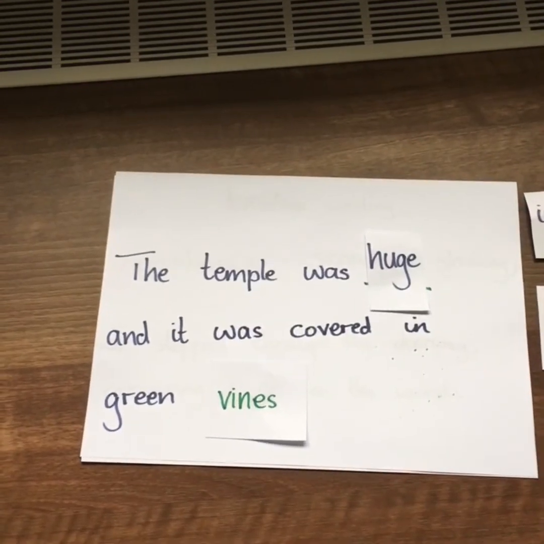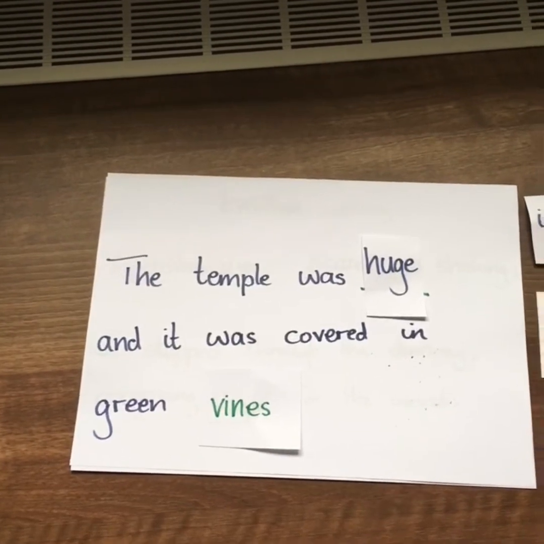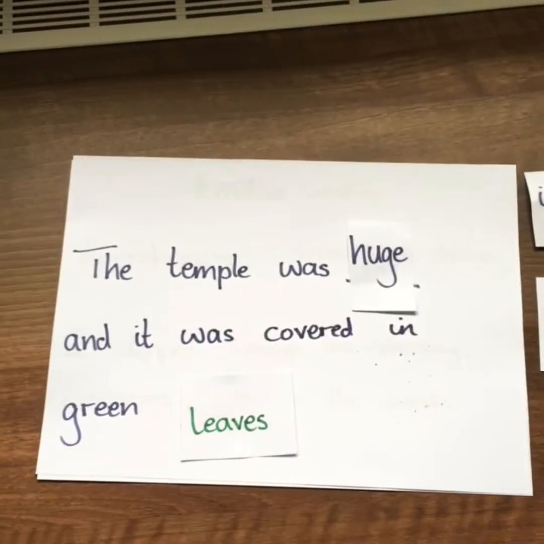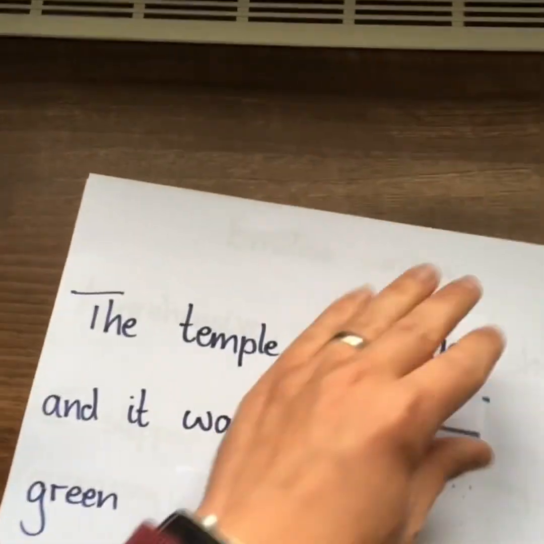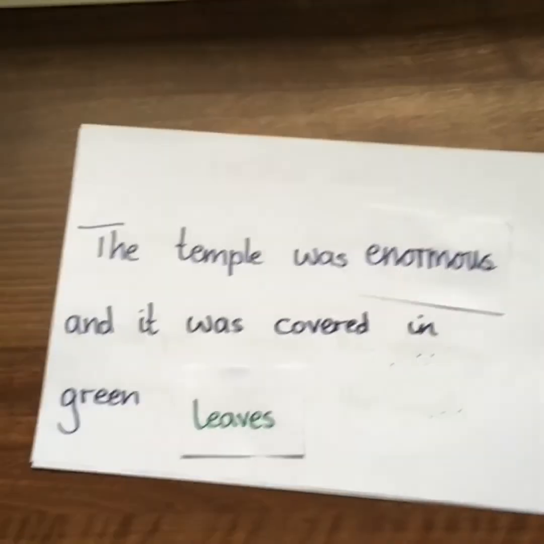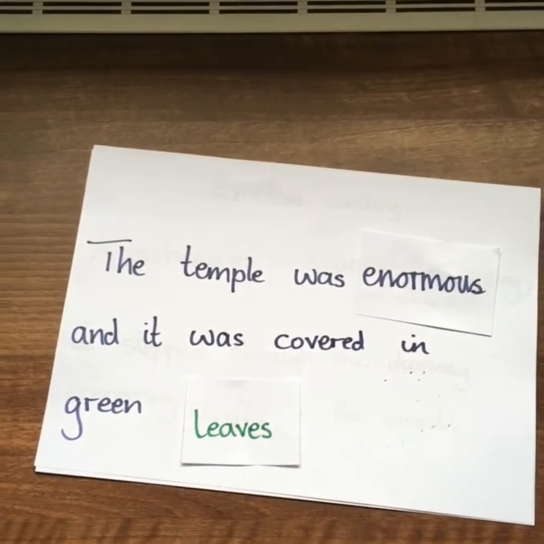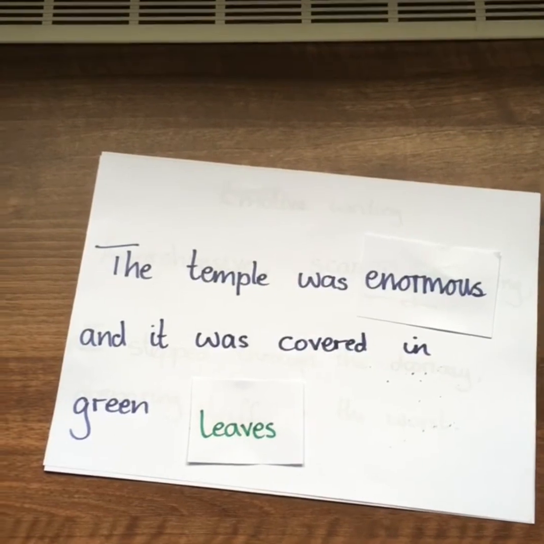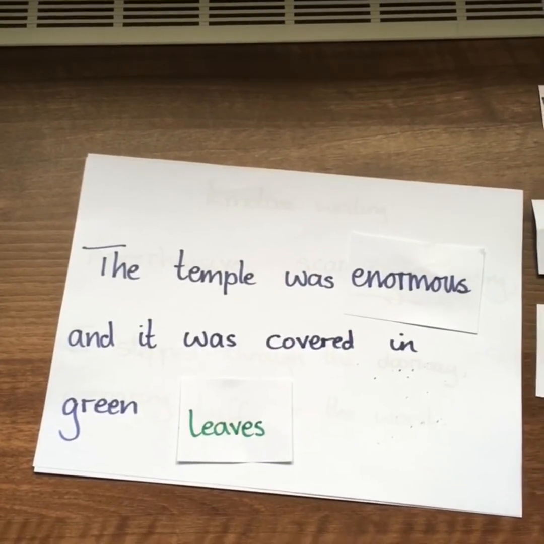I could have, the temple was huge and it was covered in green vines. The temple was huge and it was covered in green leaves. The temple was enormous and it was covered in green leaves. Why don't you try experimenting with different words that would work in this sentence?